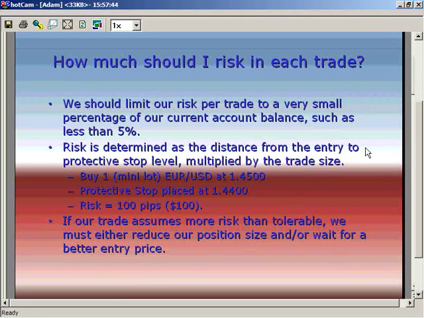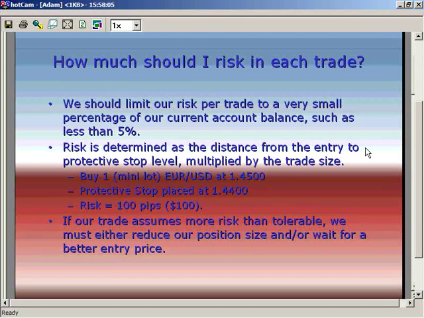How much should I risk in each trade? If we open up a $300 mini account, should we bet the whole wad on one trade? If I open up a $10,000 standard account, should I bet the whole account on one trade? Well, the answer is no. We should limit our risk per trade to a very small percentage of our current account balance. I recommend no more than 5%.